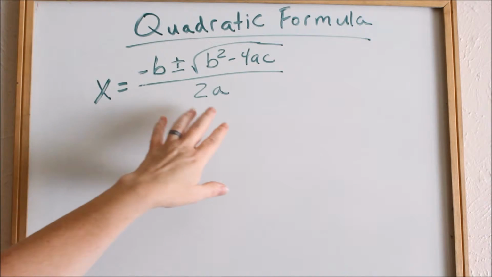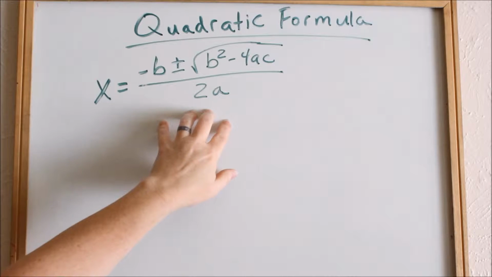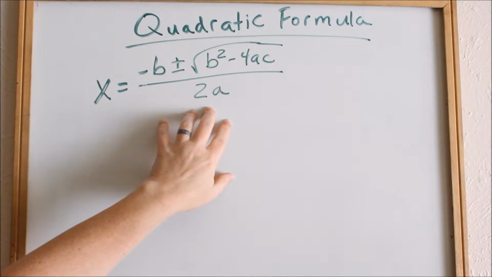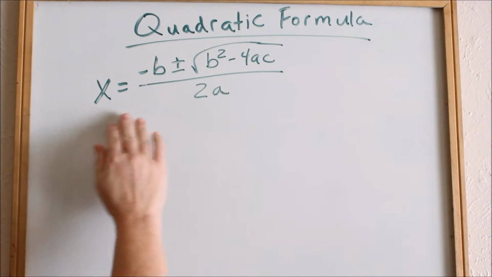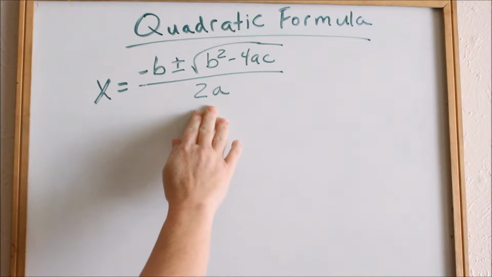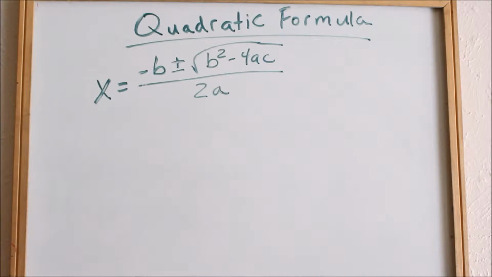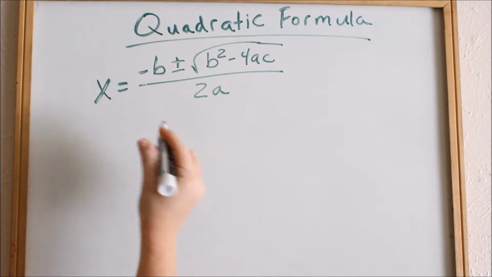So where does this come from? This formula actually comes from completing the square, and I will be deriving it in one of my other videos. So where do we use the quadratic formula? Instead of completing the square, someone discovered a pattern over and over, and they created a formula that you can use instead of completing the square to solve quadratic equations. So when a quadratic equation does not factor, you can use the quadratic formula to solve that equation.